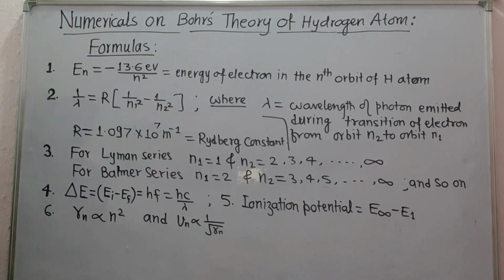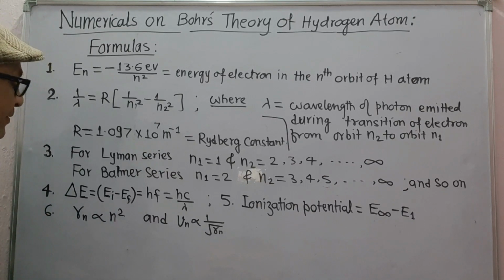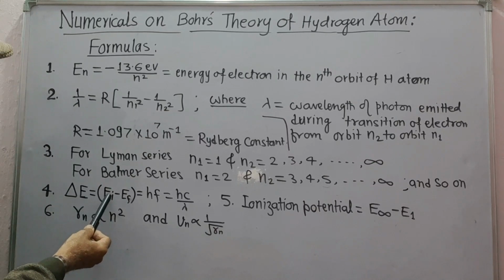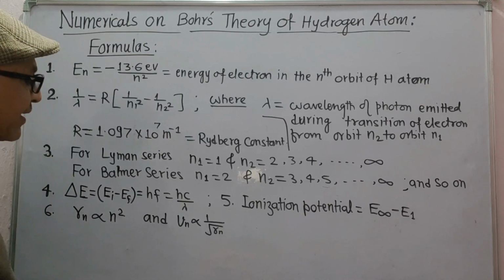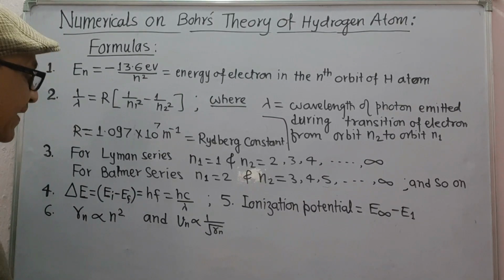Now, energy of photon due to transition may be calculated from this formula. Delta E is equal to E initial minus E final is equal to hf, where h is Planck constant, f is frequency, or equal to hc upon lambda, where c is velocity of light.